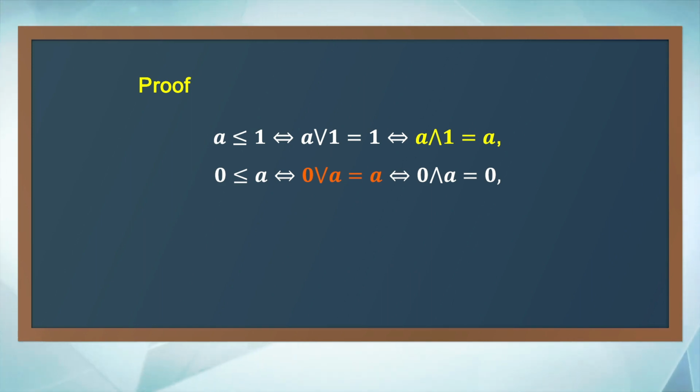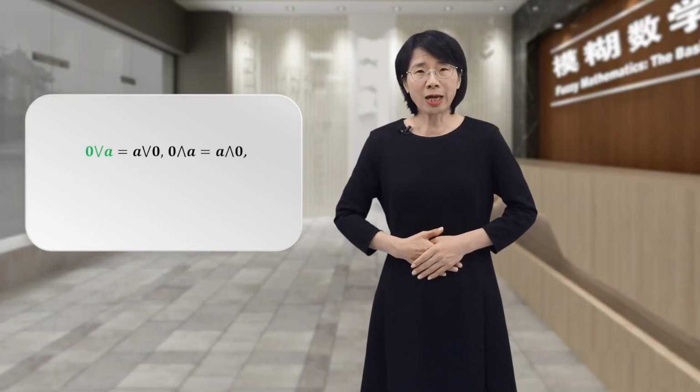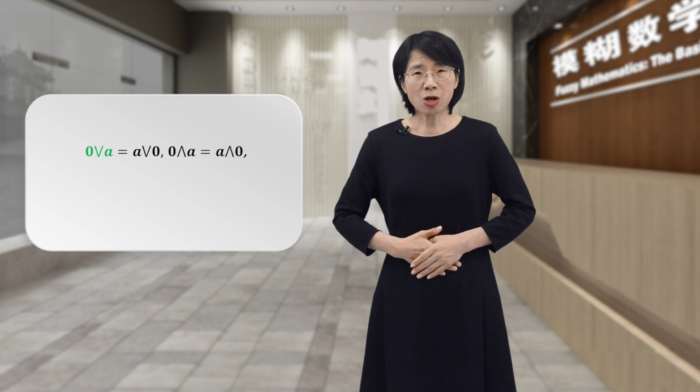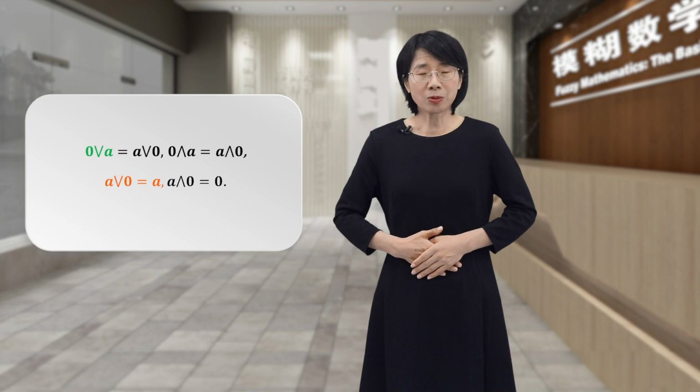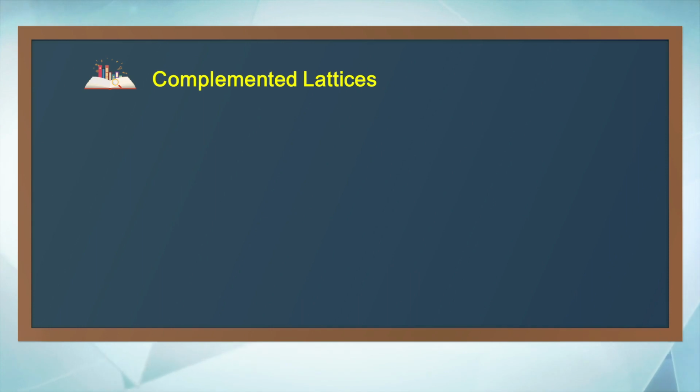By the commutativity of the two binary operations, we have the join of 0 and A equals the join of A and 0. The meet of 0 and A equals the meet of A and 0. So, the join of A and 0 equals A. The meet of A and 0 equals 0. This completes the proof. Next, complemented lattices.